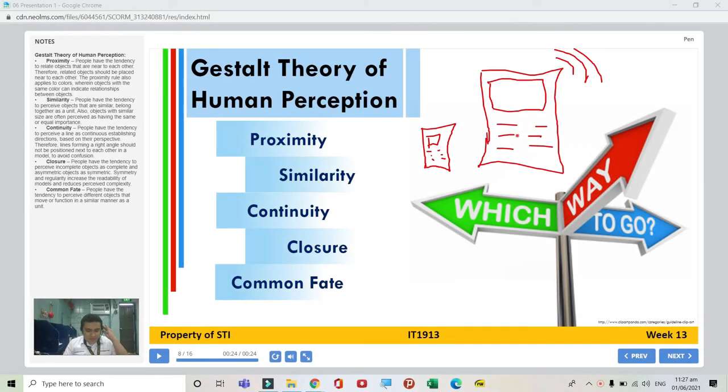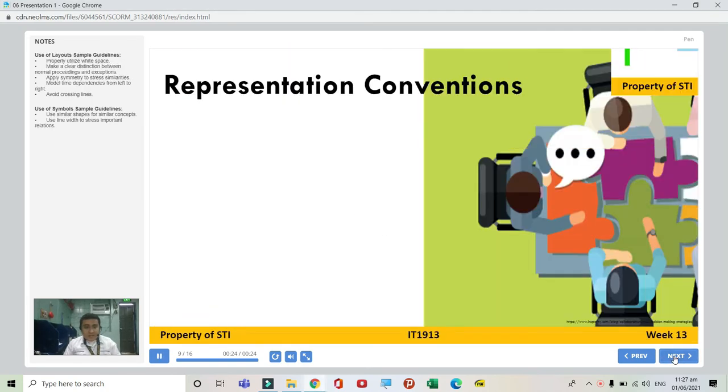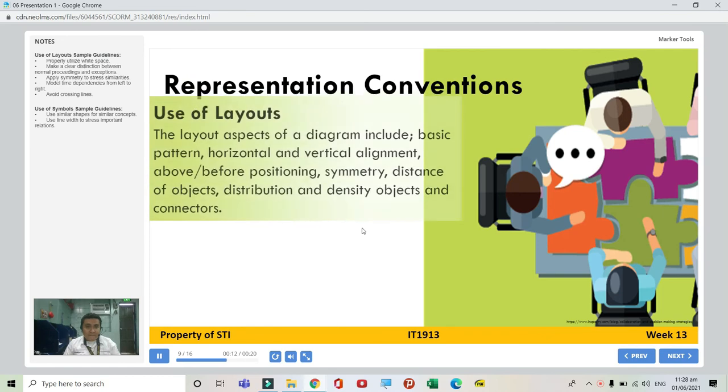Okay. The last one is common fate. You have it here. People have the tendency to perceive different objects that move or function in a similar manner as a unit. Okay, that's common fate. That's what it means. The second one, you have it here, representation convention. So, these are some of the things that you need to remember when you create models.